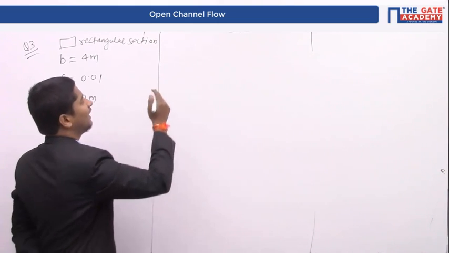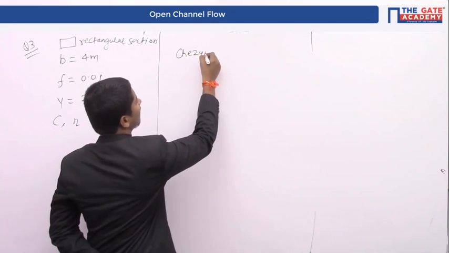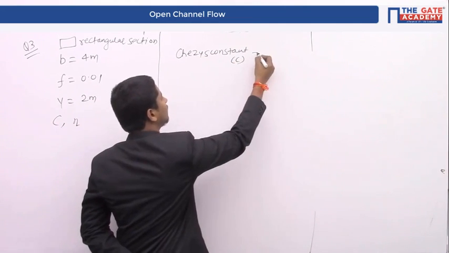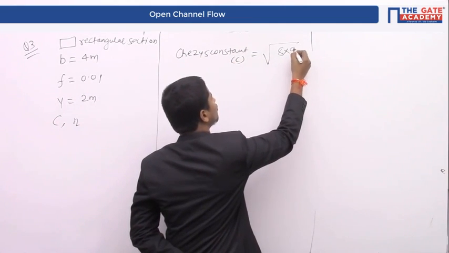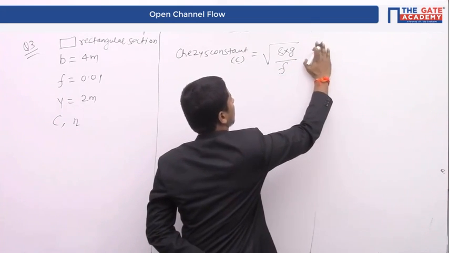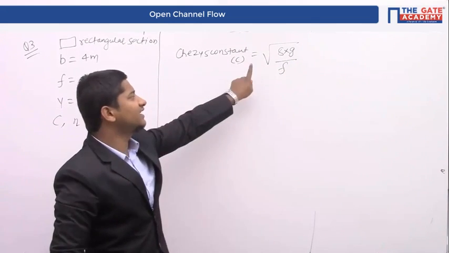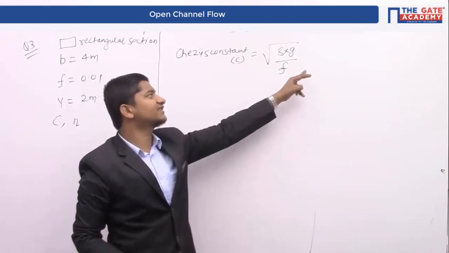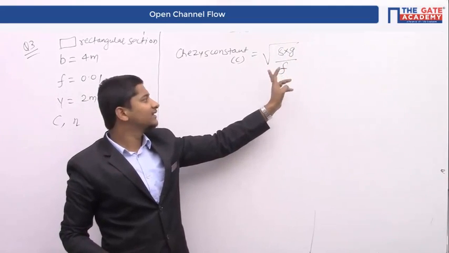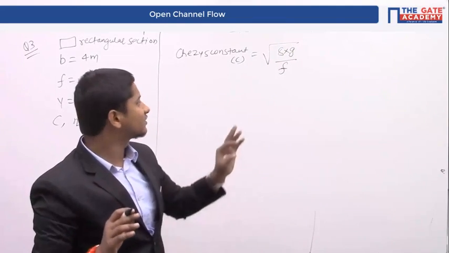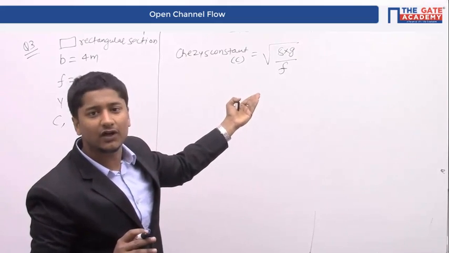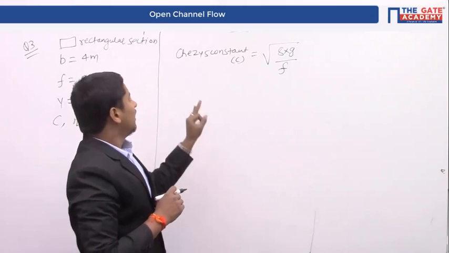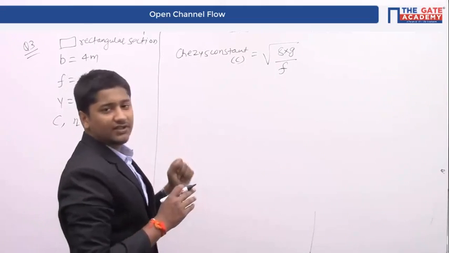You know this Chezy's constant that we are denoting with C is equal to root under 8 into G upon F. This constant part, all the 8 are constant, G is constant for Earth's surface, F is constant for a particular pipe or particular channel. So C will be the constant part, that is Chezy's constant.